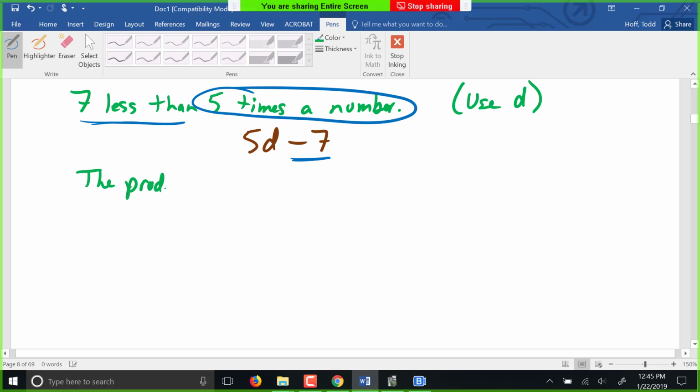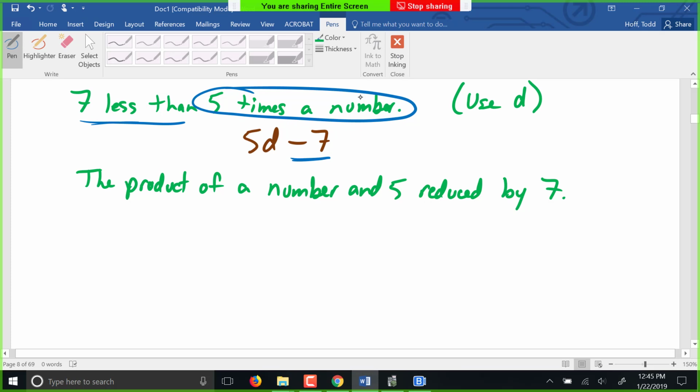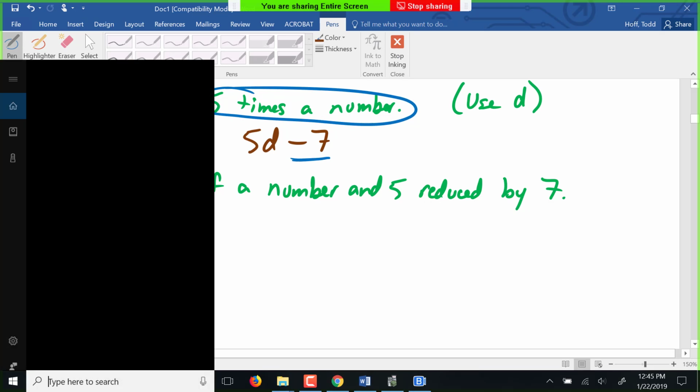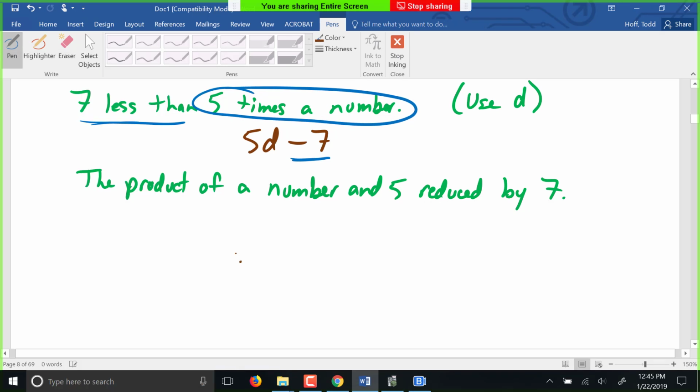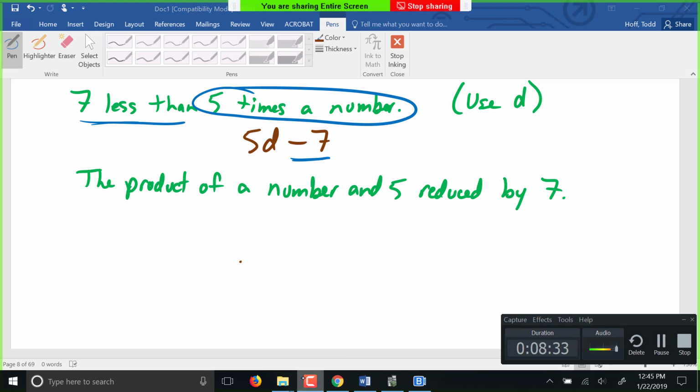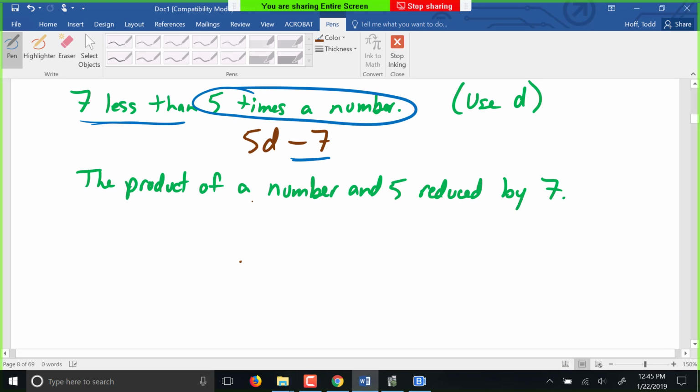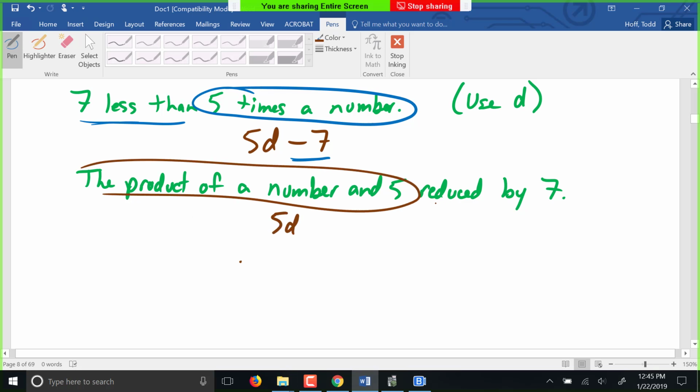We might have the product of a number and 5 reduced by 7. How's that going to look? It's going to be exactly the same. The product of a number and 5, that's 5D, reduced by 7, minus 7.